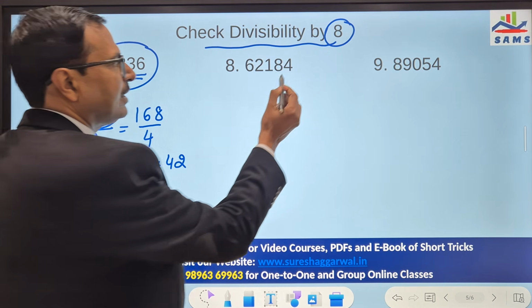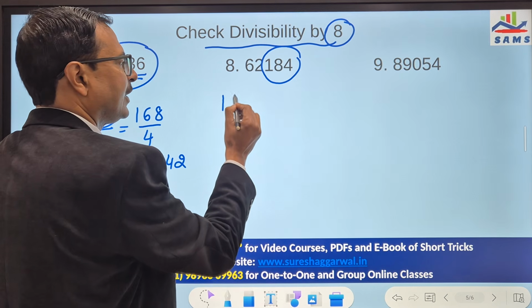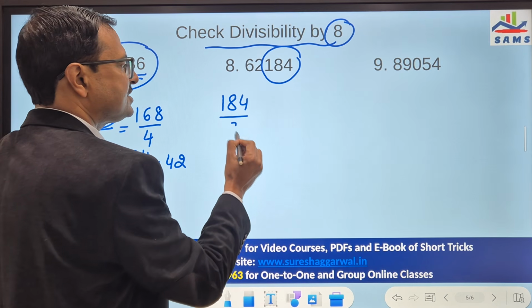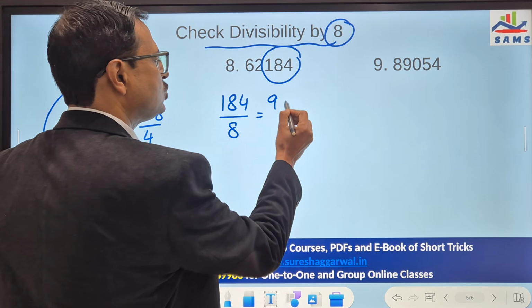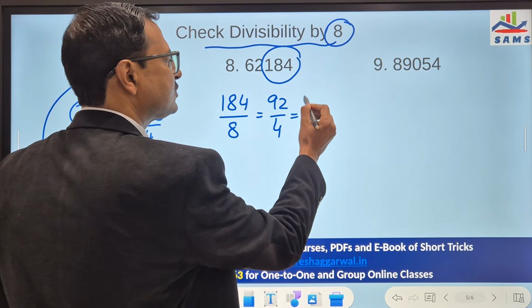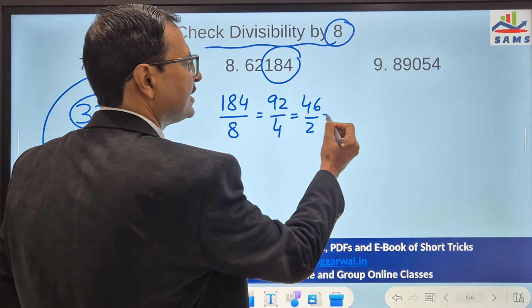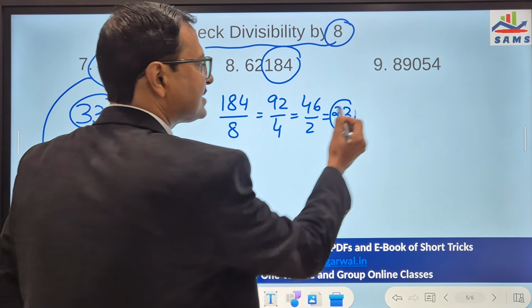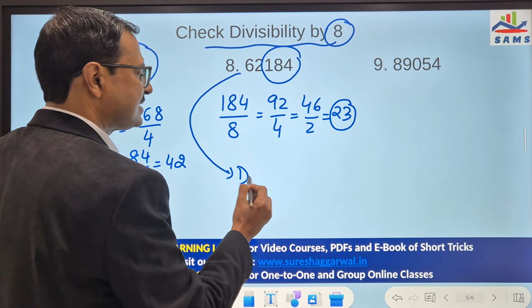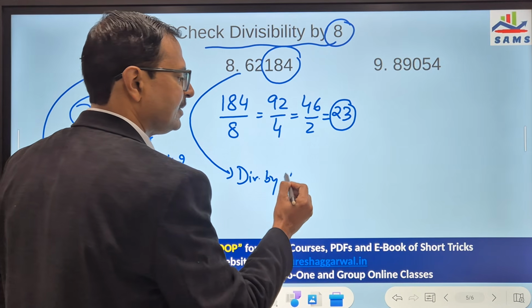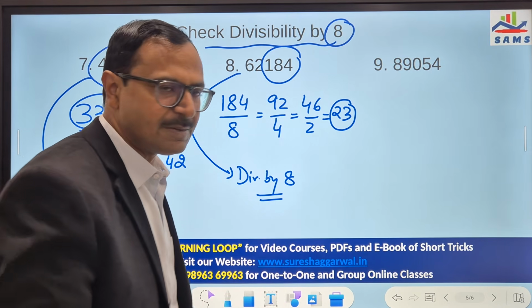Likewise you can check here 184. The last 3 digits, let's check whether this is divisible by 8 or not. So this becomes 92 by 4, or this becomes 46 by 2, or this becomes 23, and yes, it is divisible by 8, and so the entire number is divisible by 8. See how quickly we can check the divisibility.